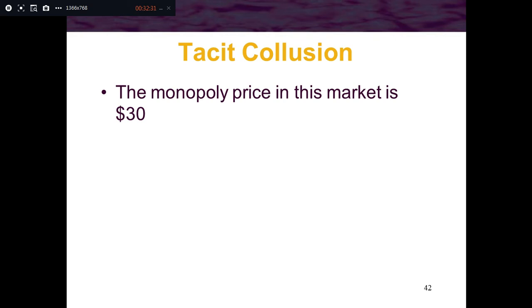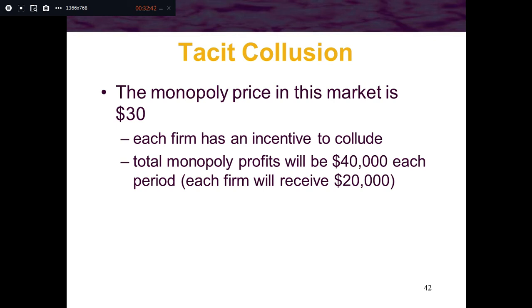So if 4000 bars are supplied, the monopoly price in this market, if it can be set, would be 30. Each firm has an incentive to collude. Looking at total monopoly profits, the profit will be 40,000 in each period.